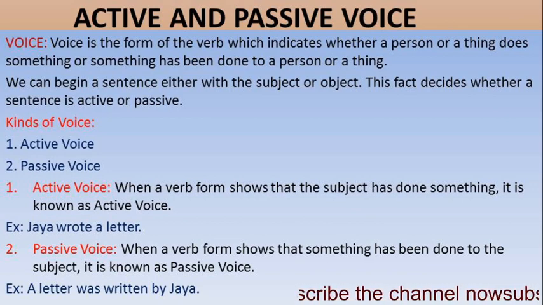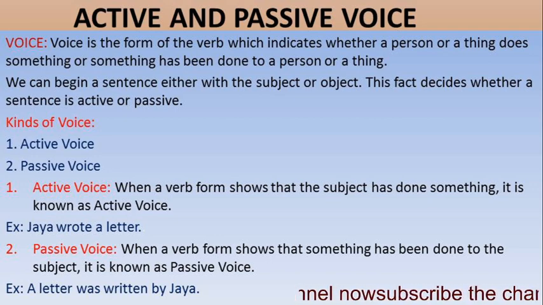Before studying this, let us know what is the meaning of voice. Voice is the form of the verb which indicates whether a person or a thing does something or something has been done to a person or thing. And we can begin a sentence either with a subject or with the object. This fact decides whether a sentence is active or passive. In English, we have two kinds of voices. They are active voice and passive voice.